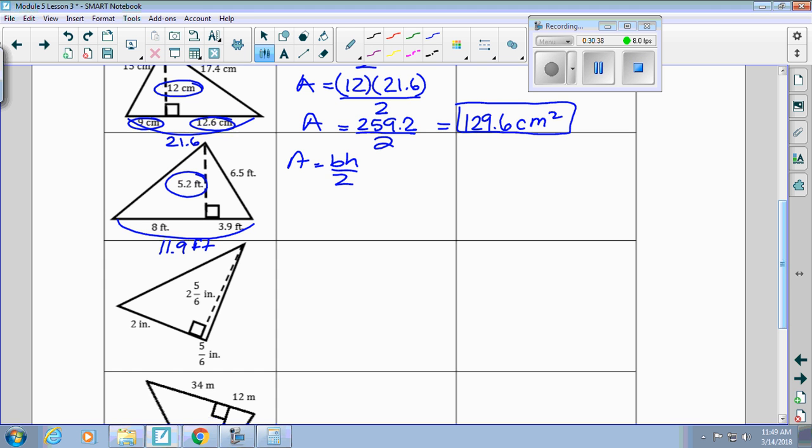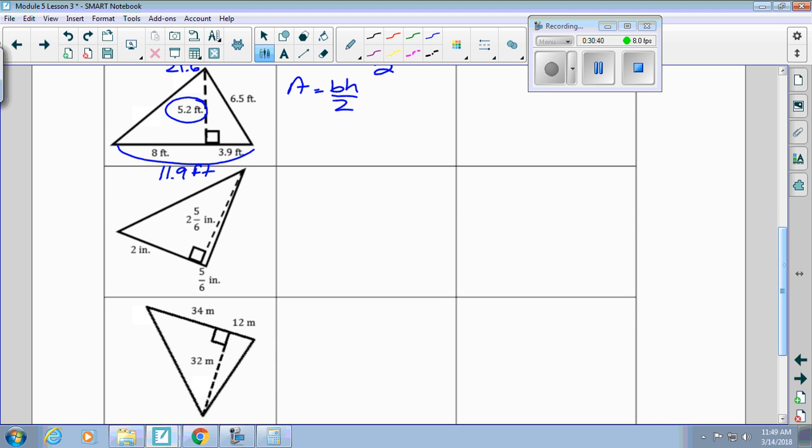All right, let's look at this next one. The fraction one really gets some kids. So what is the height in this one? Perpendicular lines. You can use 2 and 5/6. Now, this is the entire base. 2, and then you add 5/6 to it. You will get what? It'd be 2 and 5/6.